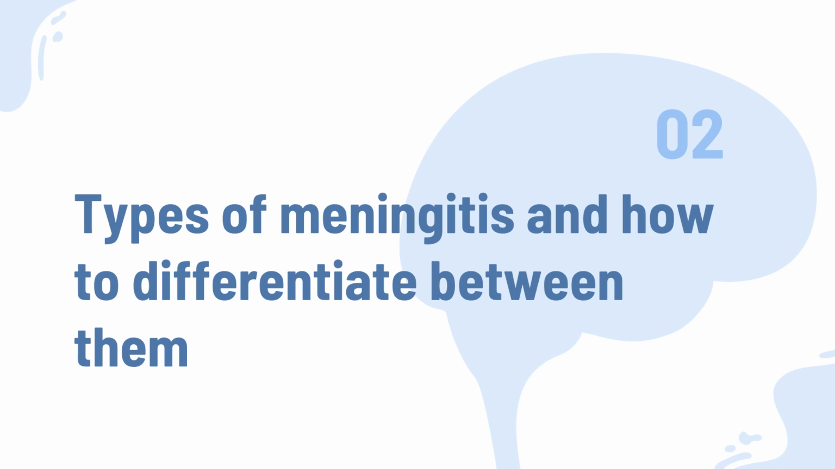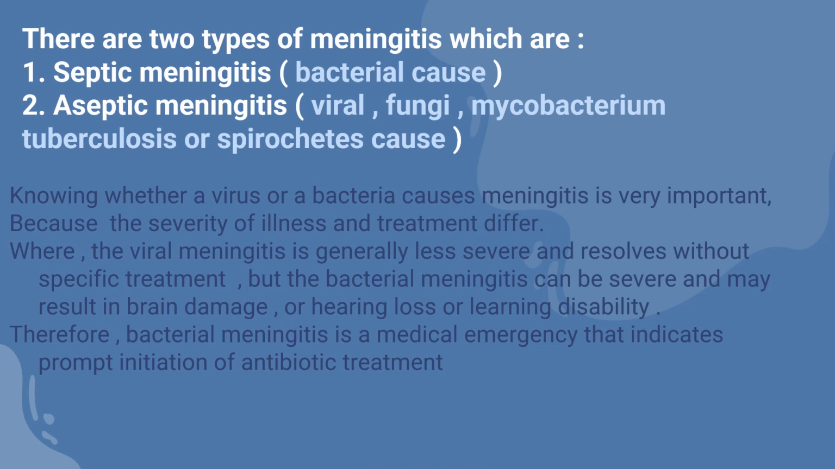Types of meningitis and how to differentiate between them. There are two types of meningitis, which are septic meningitis and aseptic meningitis. Septic meningitis is a meningitis that is caused by a bacteria, and aseptic meningitis is a meningitis that may be caused by virus, fungi, Mycobacterium tuberculosis, or spirochetes.